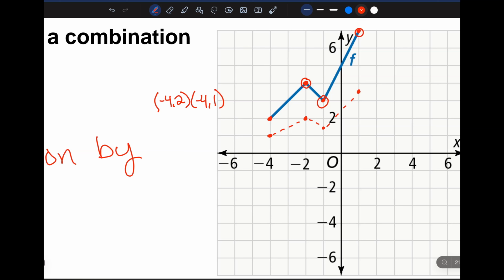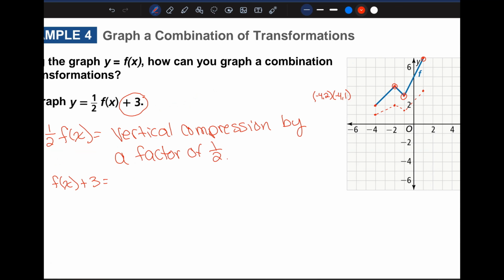All right, now we have the f of x, and we're adding 3. That means we're going to go up 3 because it's on the outside of the parentheses. Remember, if it's on the inside, that's left or right. It's outside. We're going to go up or down. So I'm just going to take these points that I have and move them up 3. So 1, 2, 3. Take this one, up 3. This one, up 3. And this one, up 3. And now I am ready to connect those. And I'm done.